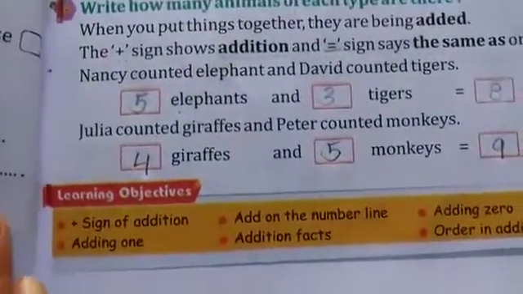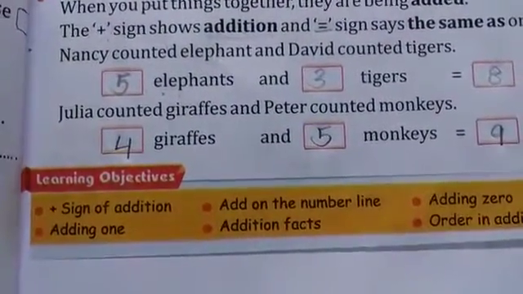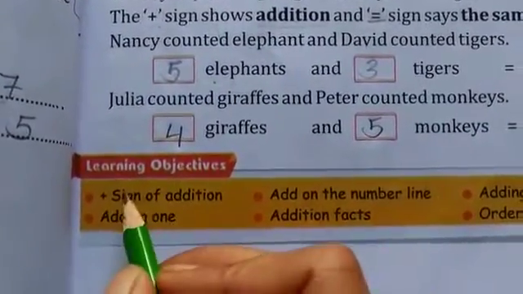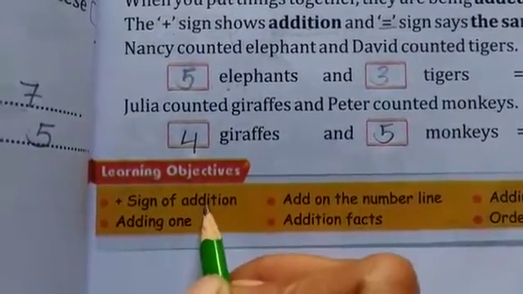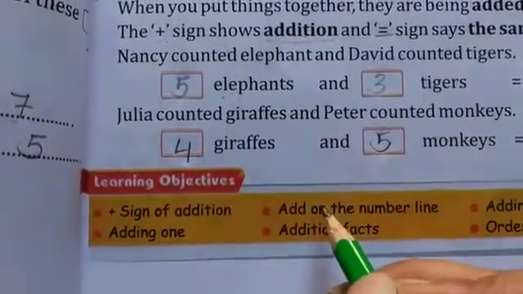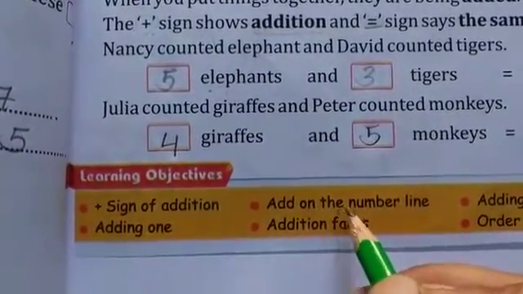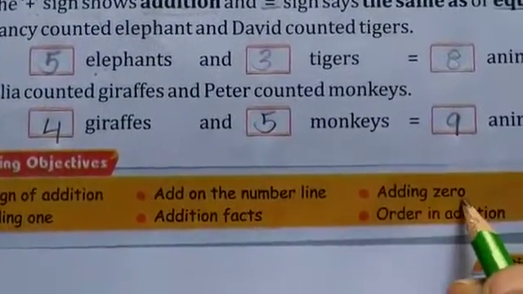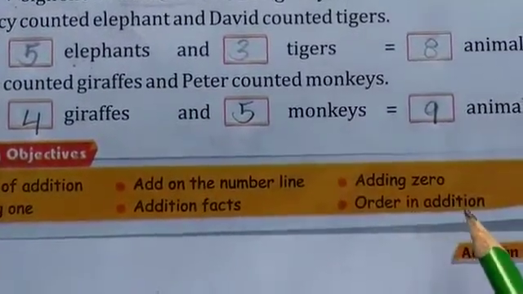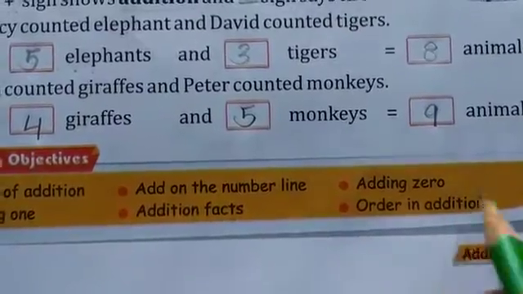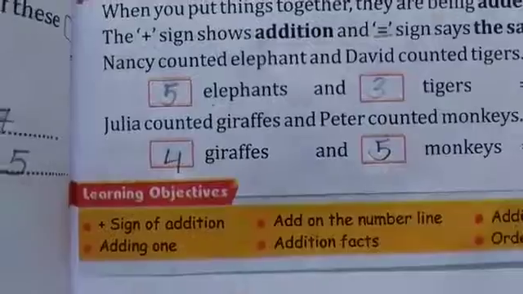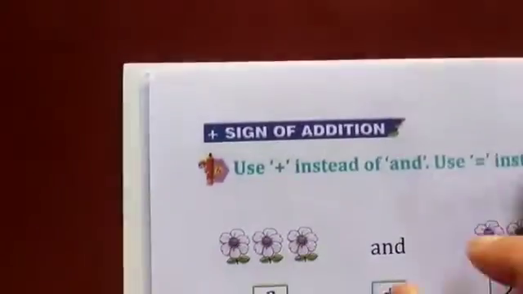Now, what will we learn in this chapter? Here are the learning objectives: sign of addition, adding 1, add on the number line, addition facts, adding 0, order in addition. These are the things we will learn in this chapter. Now come to the next page, page number 18. First we do this exercise.